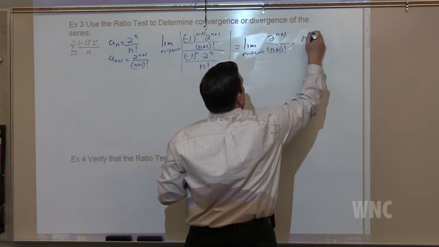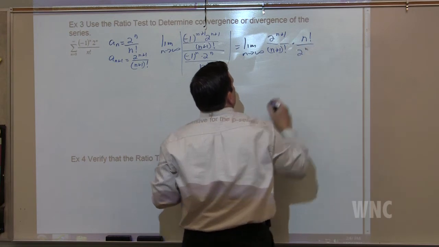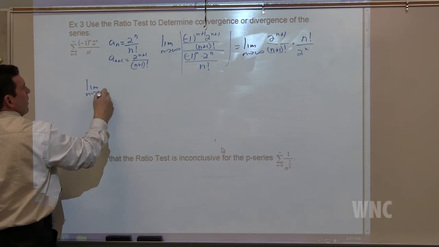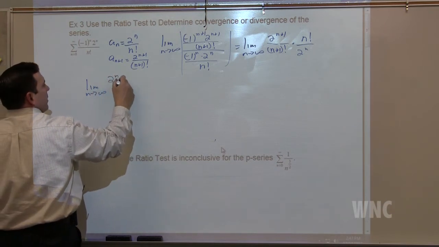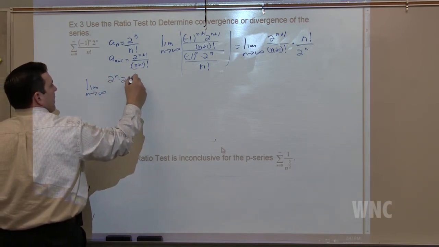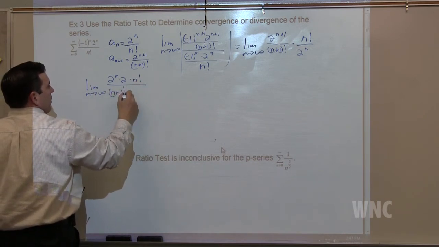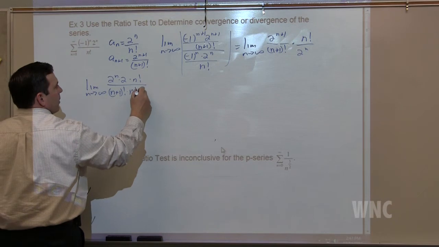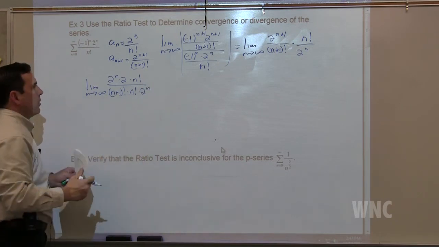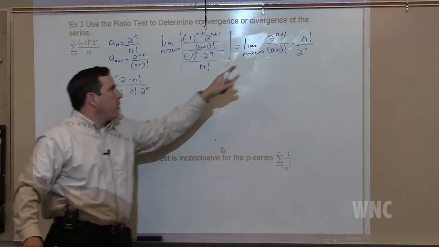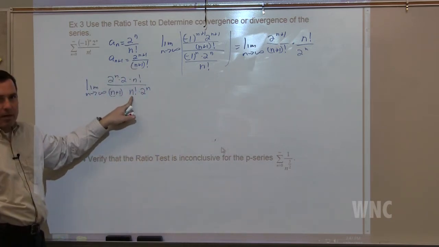Times n factorial over 2 to the n. So we have the limit as n goes to infinity of 2 to the n times 2 times n factorial over n plus 1 factorial times n factorial times 2 to the n. So, sorry, this is not factorial. So I expanded the n plus 1 factorial to be n plus 1 times n factorial.